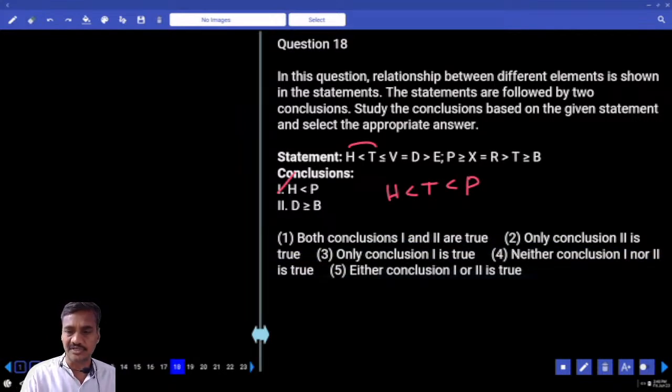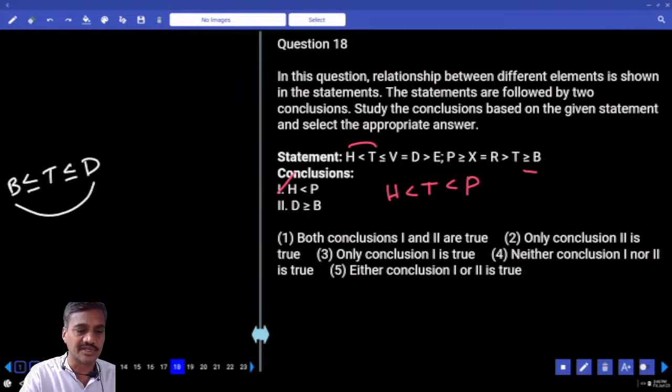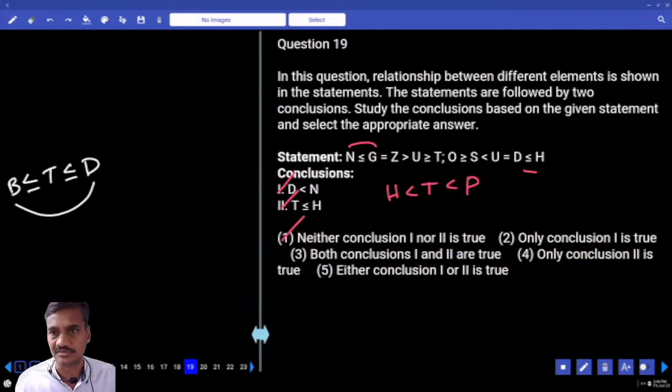Then coming to the second, D and P. Now D is here. Which element is common? T is common. T is lesser than or equal to D. And at the same time, T is greater than or equal to B, which means B is lesser than or equal to T. Hence B is lesser than or equal to D. Hence D is greater than or equal to P. Hence both 1 and 2. Choice 1 for question number 18.